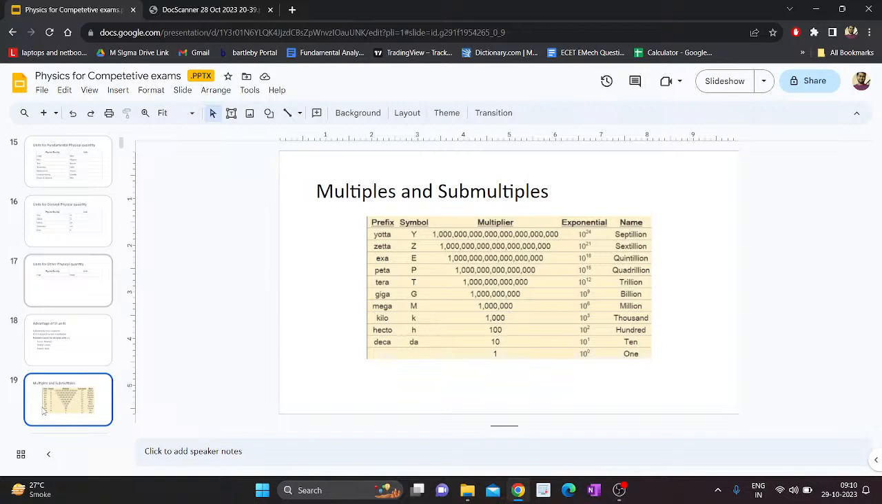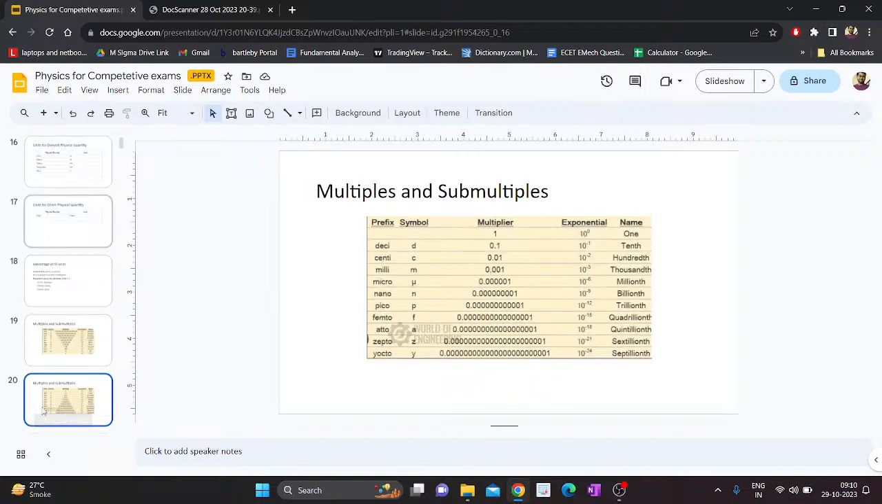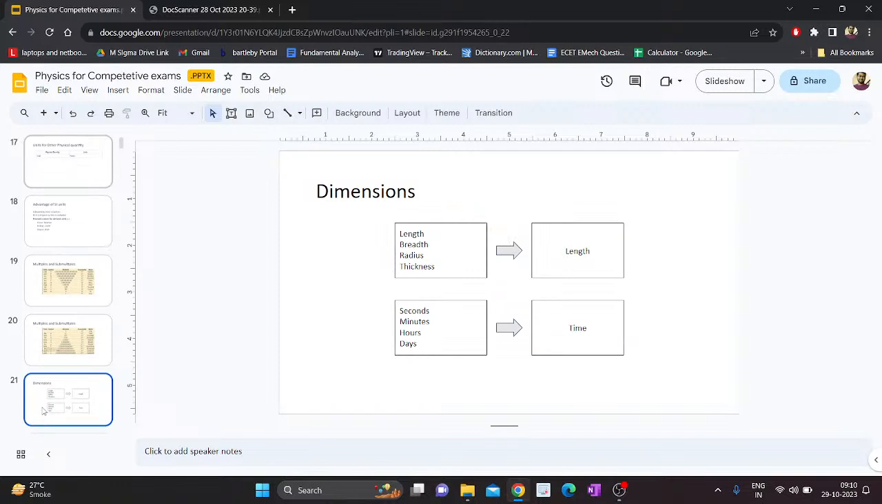And we discussed multiples and submultiples. Majorly you have to keep in mind mega, which is 10 power of 6, giga, which is 10 power of 9, tera, which is 10 power of 12. Fine, clear. In submultiples also you need to remember: micro means 10 power of minus 6, milli means 10 power of minus 3, nano means 10 power of minus 9. The remaining ones, pico, femto, atto, zepto, etc., are not used much, so no need to worry about that.